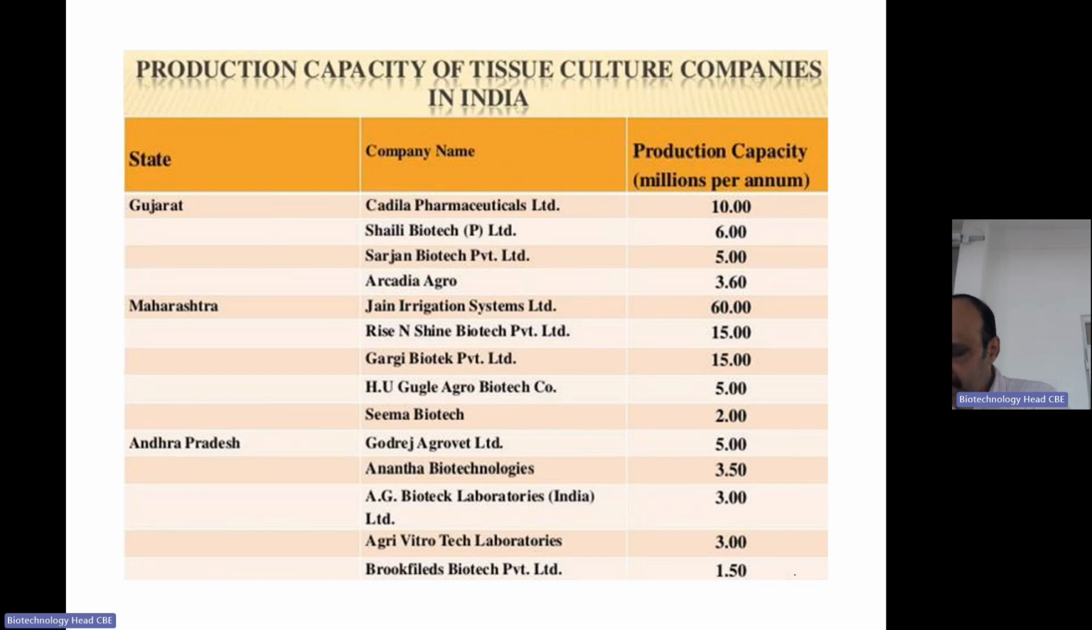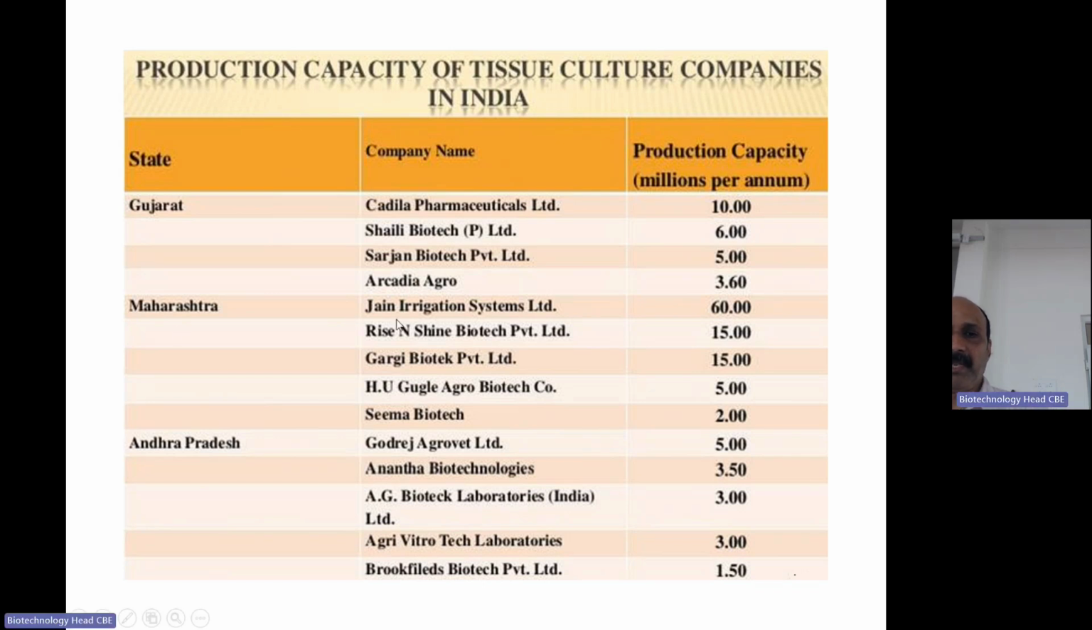So to start and sell certified plants as a company, how many plants do you need to produce per year? First class, you need to produce at least 1 million plants per year, or 10 lakh plants per year, to be certified as a tissue culture industry.